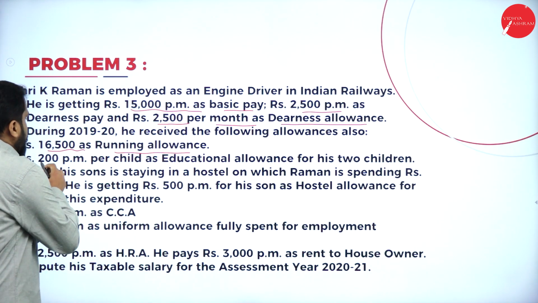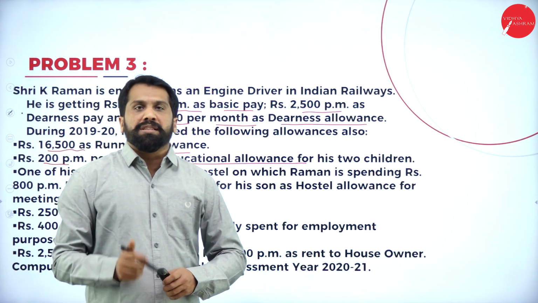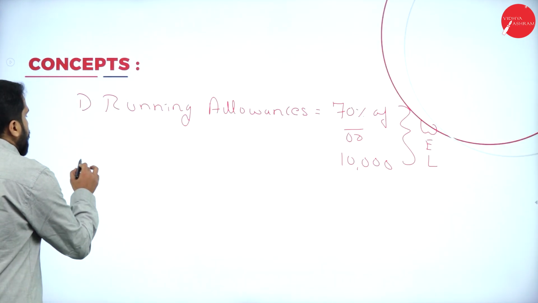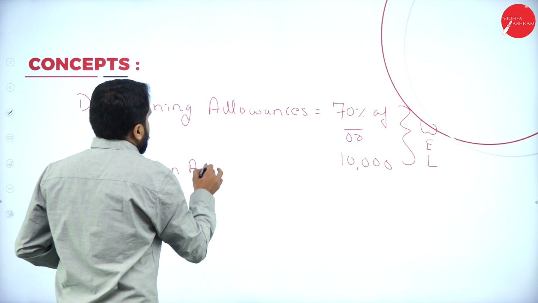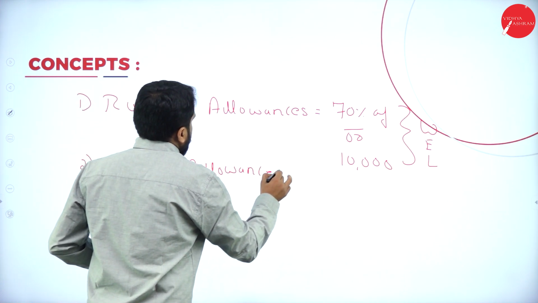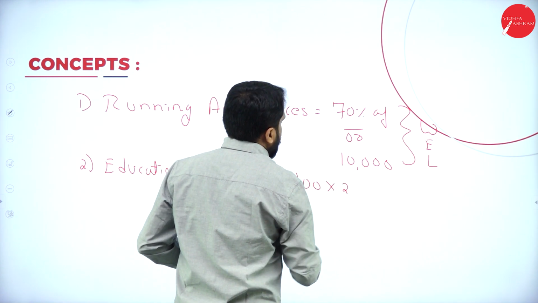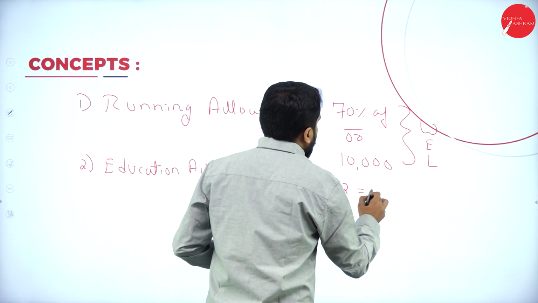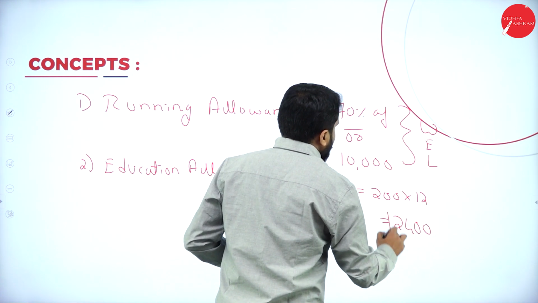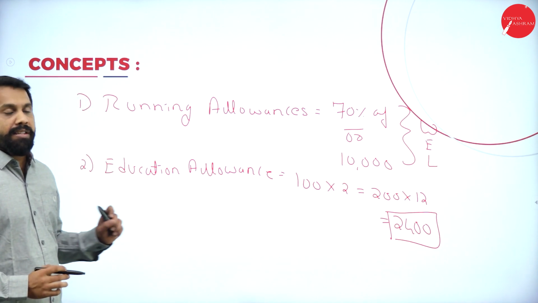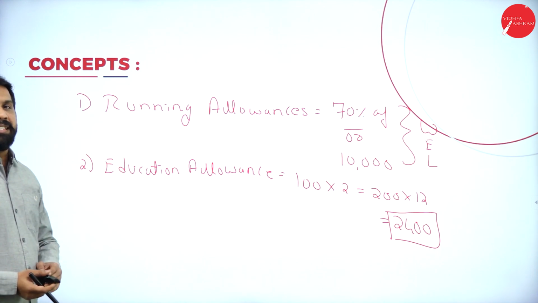Now, next, 200 per month per child as education allowances for his 2 children. Again, I'll go back to your concept. Education allowances: rupees 100 per child. If there are 2 children, so 100 into 2, this will be how much? 200 multiplied by 12. Up to 2,400, it is exempted. Please write down these things. Running allowances, 70% of allowances or 10,000, whichever is least is exempted.